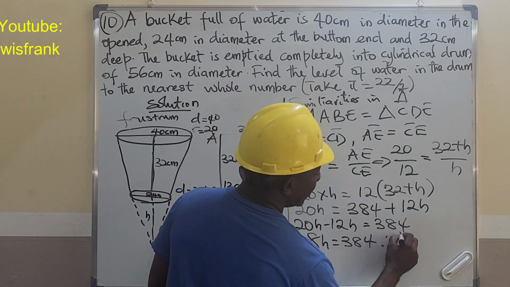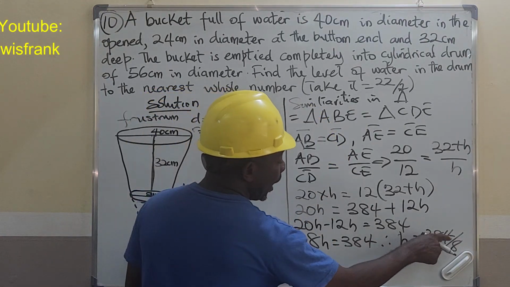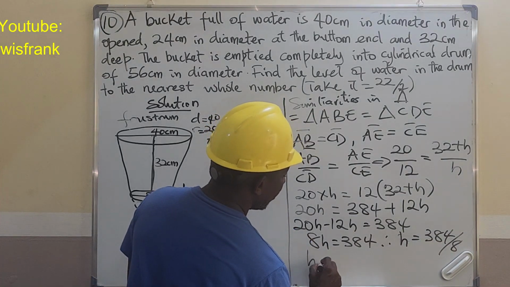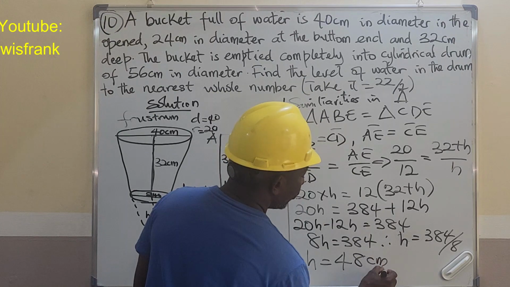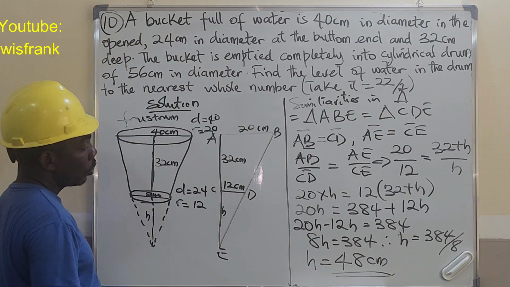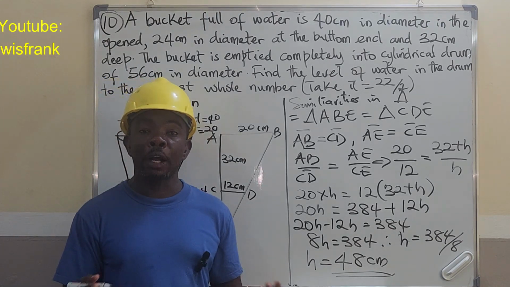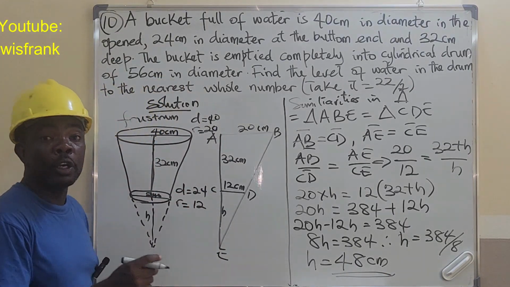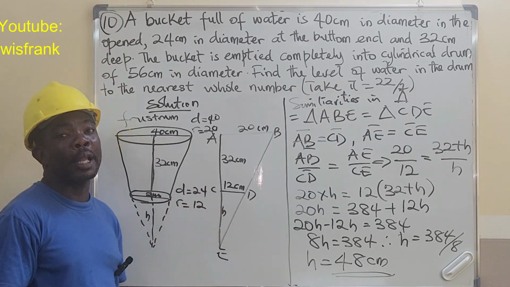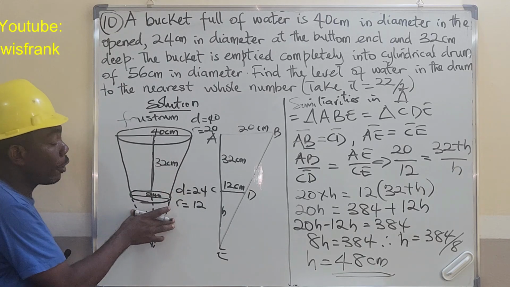Therefore, our H equals 384 all over 8. So the value of our H here, when you divide 384 by 8, will give us H equals 48 cm. So the value of our height here is 48 cm. So here, what we are going to do now is to find the volume of the bigger cone, and also the volume of the smaller cone. Then subtract the volume of the smaller cone from the volume of the bigger cone. Then we will have the volume of this frustum that was cut off from this cone.